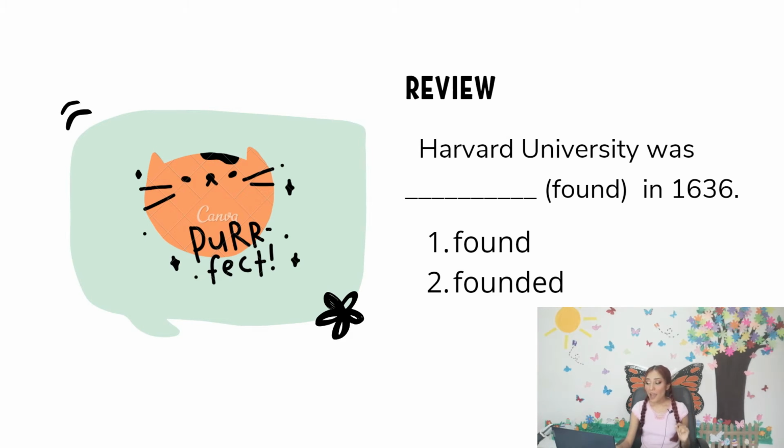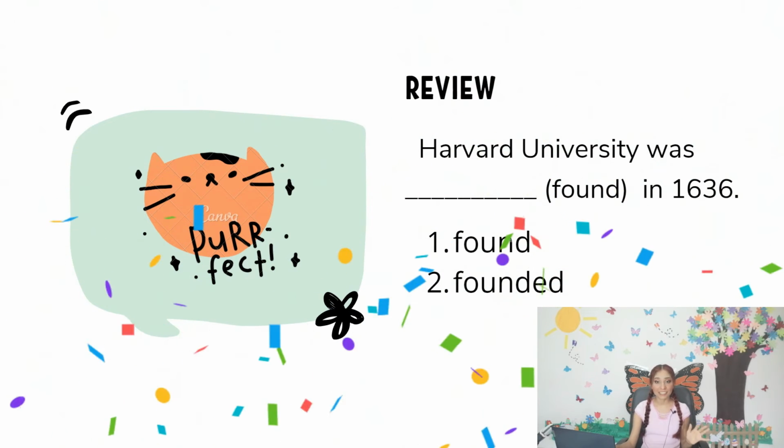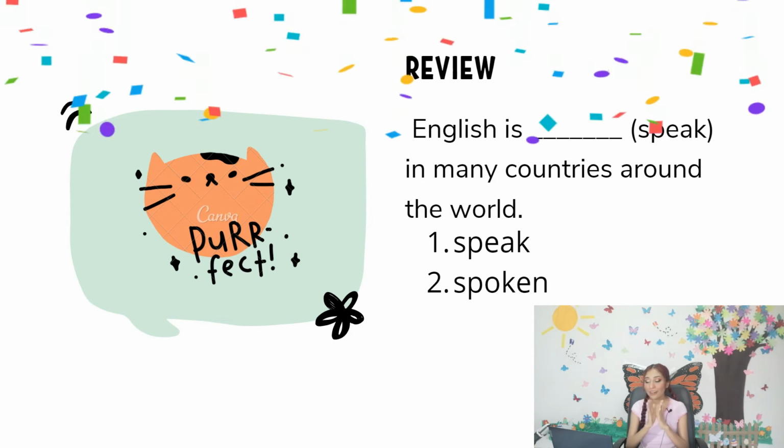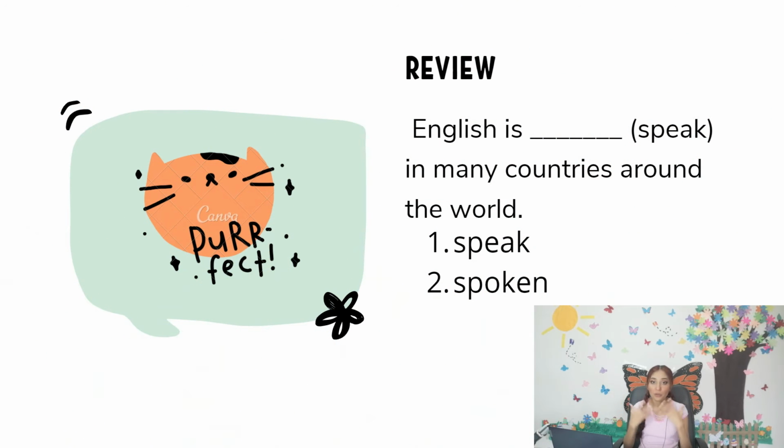If your answer was number 2, founded in 1636, that's correct. Excellent job. Next one. English is speak in many countries around the world. What's the correct form of the verb speak in past participle? Is it number 1, speak, or number 2, spoken? Number 1 or 2? The correct answer is number 2. If you had it correct, English is spoken in many countries around the world.